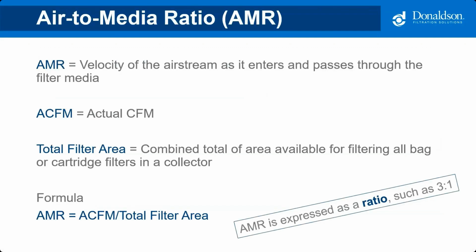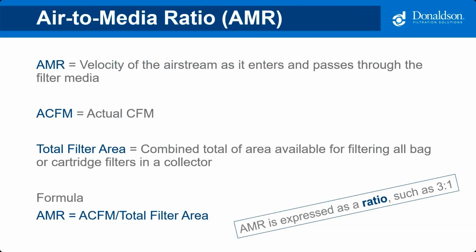Air to media ratio. When you have your airflow, the next thing that I'm going to want to find out is how much cloth area you have in your baghouse. The reason I need to know that is, with the filter media that you have inside your dust collector, how much of it there is determines how easily you can pass that air through it.